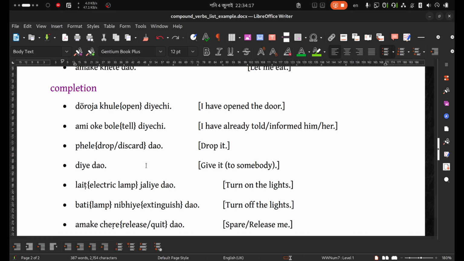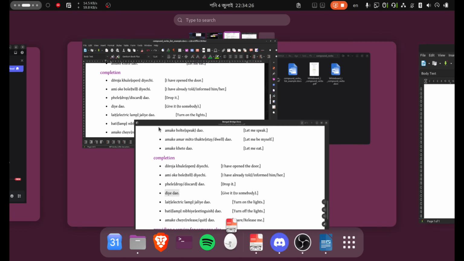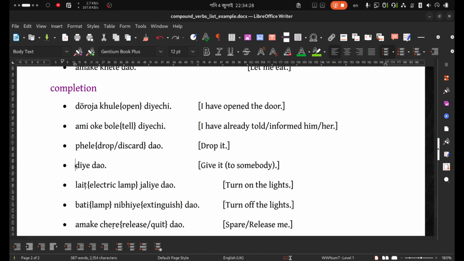Normally, you cannot use the same verb twice. It only works with this one. I think I should highlight this. Let me highlight this verb. Give it to, hand it over. Sorry, the better meaning would be hand it over.